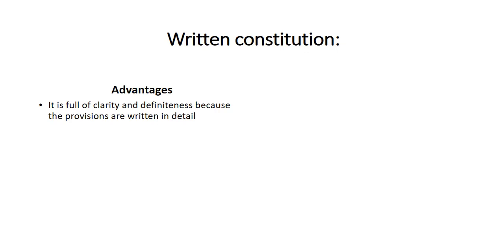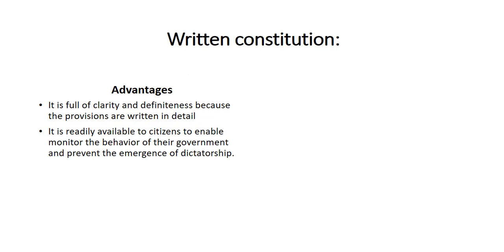A written constitution has its own advantages and disadvantages. Now let's look into the advantages of a written constitution. The first is that it is full of clarity and definiteness because the provisions are written in detail. It is also readily available to citizens to enable them to monitor the behavior of the government and prevent the emergence of dictatorship. Moreover, as it is easily available to citizens, it helps them easily know their rights and duties.